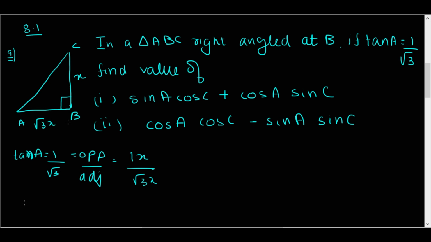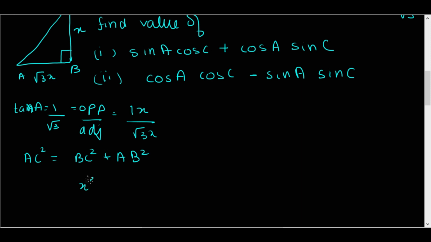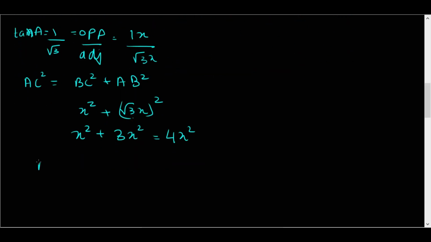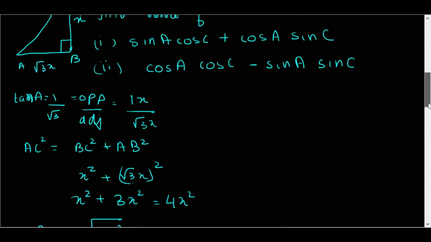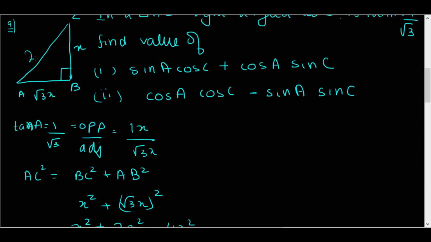Now using Pythagoras theorem, I need AC square. AC square is BC square plus AB square. That would be x square plus root 3x the whole square, which is x square plus 3x square, which is 4x square. This is my AC square. So AC is equal to root of 4x square, that is 2x. So I have the hypotenuse as 2x.